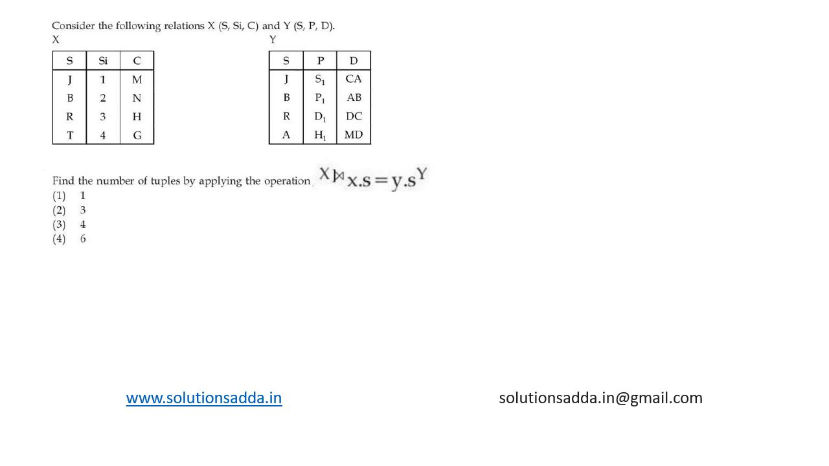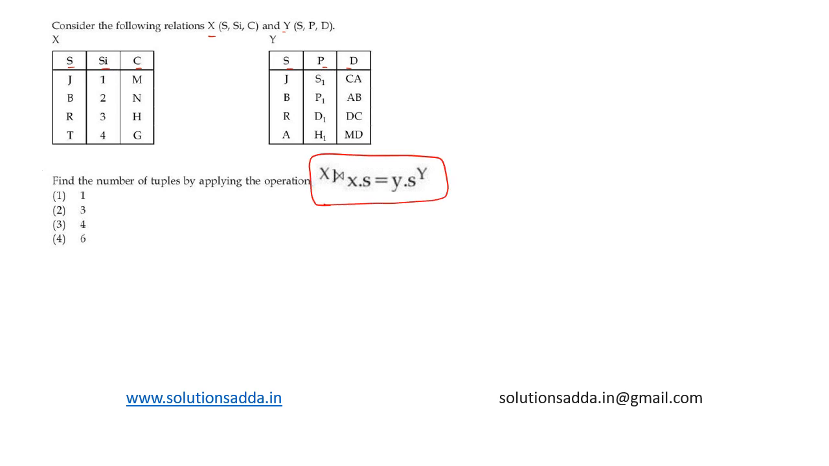These are a set of questions from DBMS, and these are questions which are in continuation. We'll try to solve each question. So consider the following relations X and Y, having attributes S, SIC, and S, P, and D. These are the two tables. We are asked to find out the number of tuples after applying this particular operation.